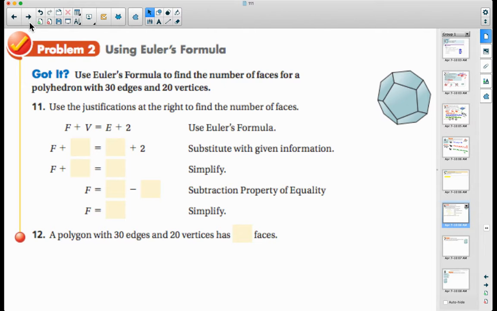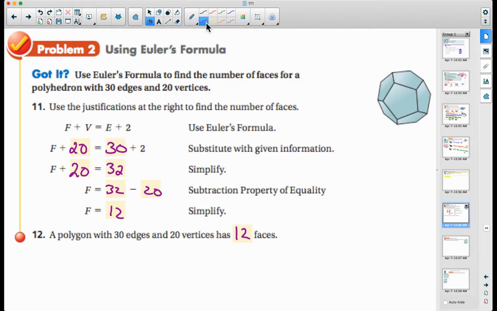Okay, so we have 2 values we can plug in. Now we only have 1 unknown value. All right, so we have 20 vertices, and we have 30 edges. So now I can solve for F. All right, so F plus 20 is equal to 32. All right, we'll subtract 20 from both sides. So 32 minus 20 is going to give us 12. So I know the polyhedron with 30 edges and 20 vertices is going to have 12 faces. All right. So you can see in this example here we've got a whole bunch of pentagons. There's 12 of those in this figure.